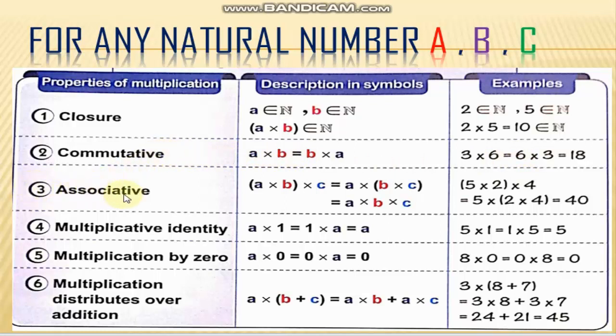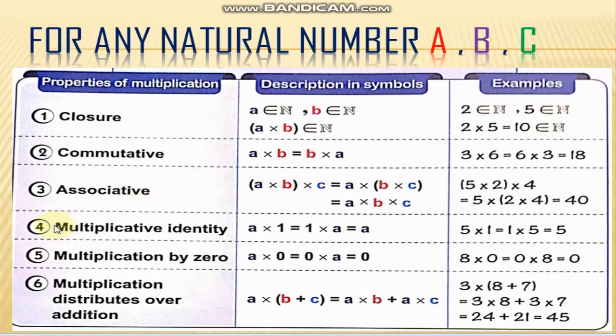Number 3, associative. We say that (a times b) times c equals a times (b times c) equals a times b times c. For example, if we put brackets in 5 times 2 times 4, it's also 5 times (2 times 4). 2 times 4 equals 8, and 5 times 8 equals 40. So multiplication of natural numbers is associative.